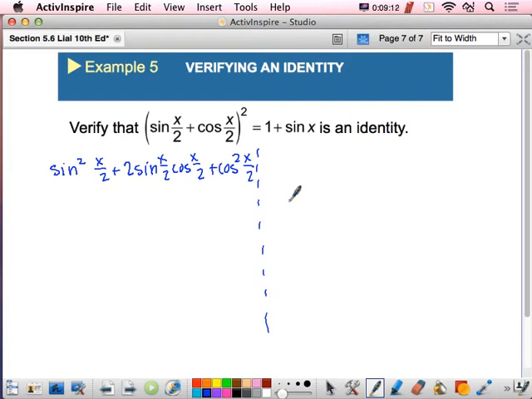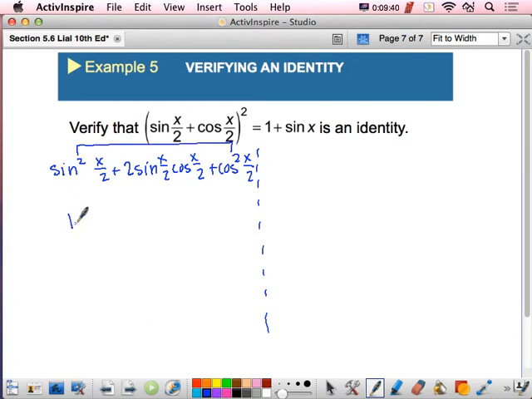So we have sine squared of x over 2 plus 2 times sine of x over 2 times cosine of x over 2 plus cosine squared of x over 2. Any questions up to this point? What's sine squared plus cosine squared no matter what the angles are? 1. As long as, remember, as long as the angles are the same. So since these are both x over 2's, sine squared plus cosine squared has to equal 1.